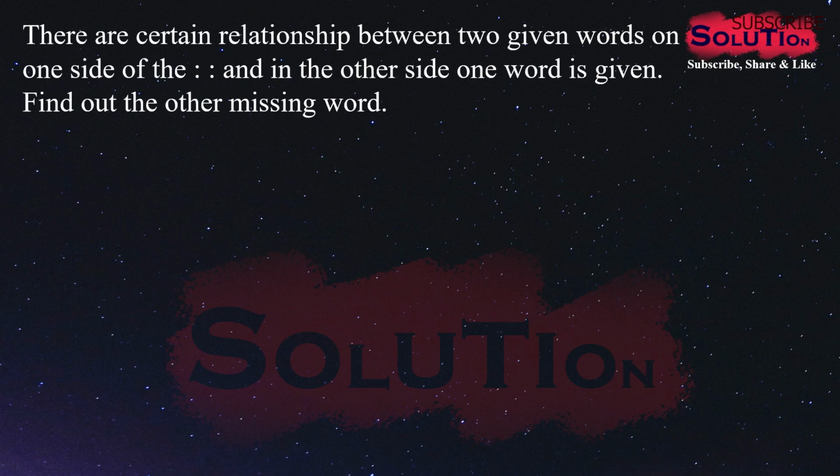You will find this is basically the equivalent symbol that is used in mathematics. So on the left side, you will find one pair of words, and they have some relationship. On the right side, you will find one word, and you have to find the other word. The other word on the right side has the same relationship with the given word as the pair on the left side. So let us see it so that you can understand it in a better way.